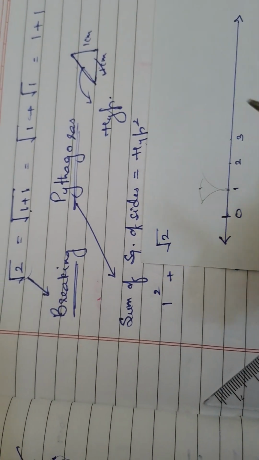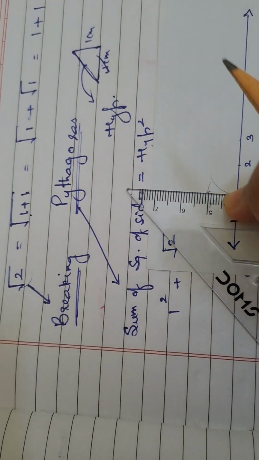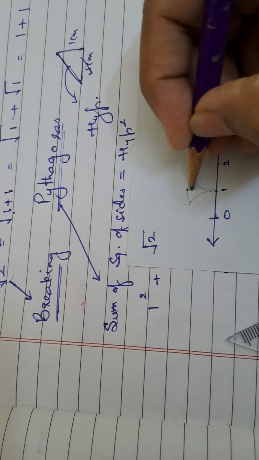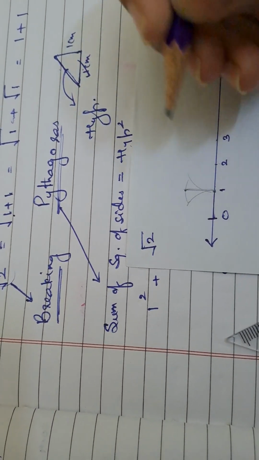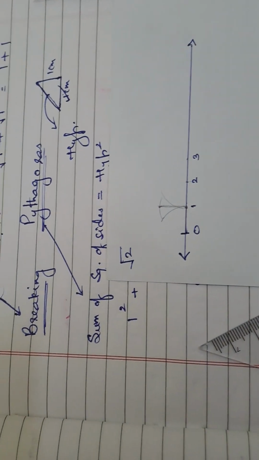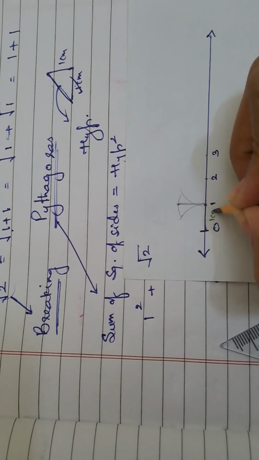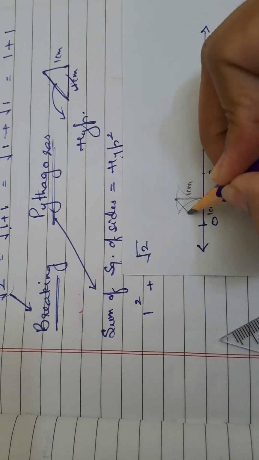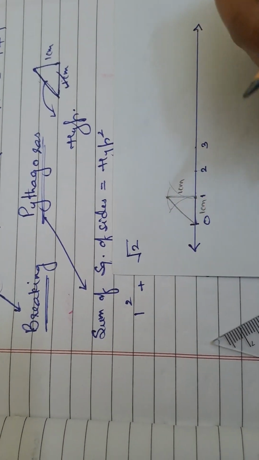So this distance that I am getting here is nothing but the 1 centimeter distance that I have here. Okay, this is the 1 centimeter. Use a scale to mark them down. So I can write here this is 1 centimeter, and so also this is 1 centimeter. Now if I join these two, what is happening?